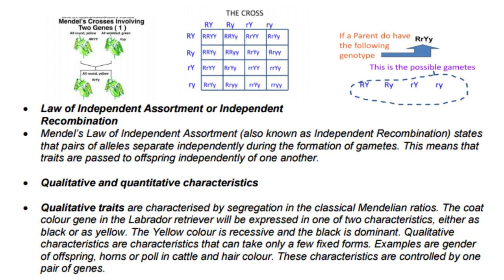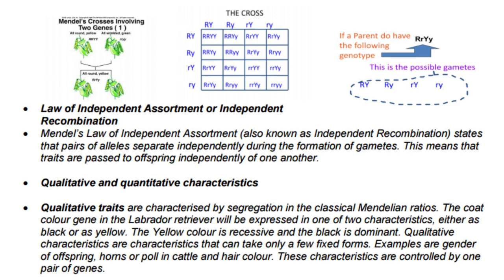Qualitative and quantitative characteristics. Qualitative traits are characterized by segregation in the classical Mendelian ratios. The coat color gene in the Labrador Retriever will be expressed in one of two characteristics, either as black or as yellow. The yellow color is recessive and the black is dominant.